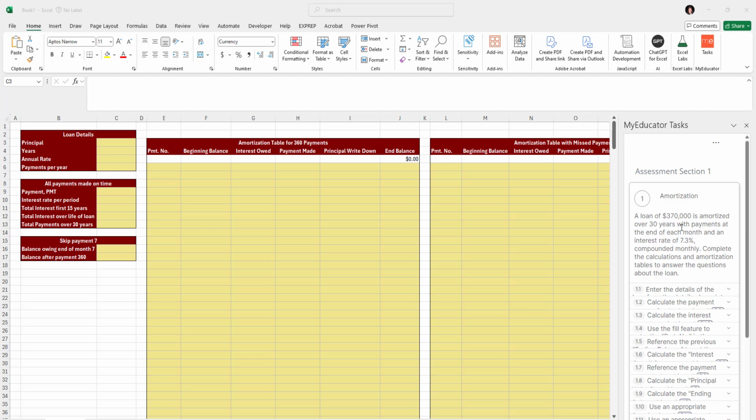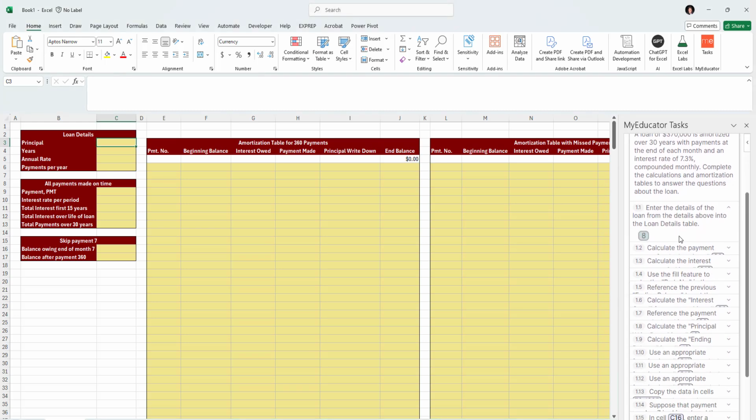A loan of $370,000 amortized over 30 years, 7.3% annually. Our first task: enter the details into the loan details table. That would be here. Principal $370,000. Years is 30. Annual rate is 7.3. That's already as a percent. Payments per year is 12. So 12 compoundings, 12 payments per year.